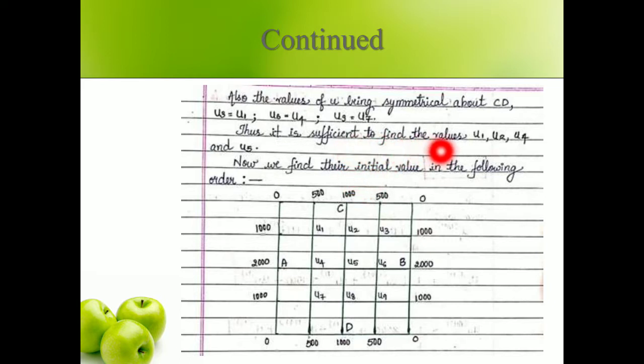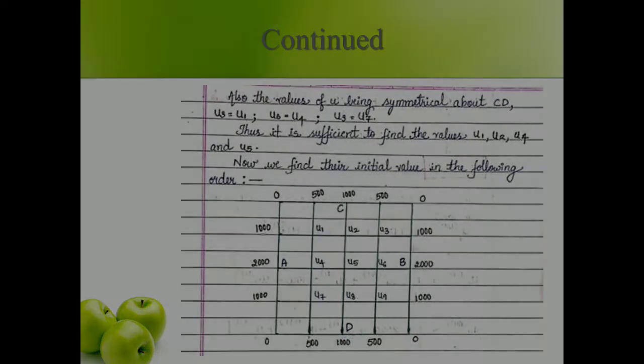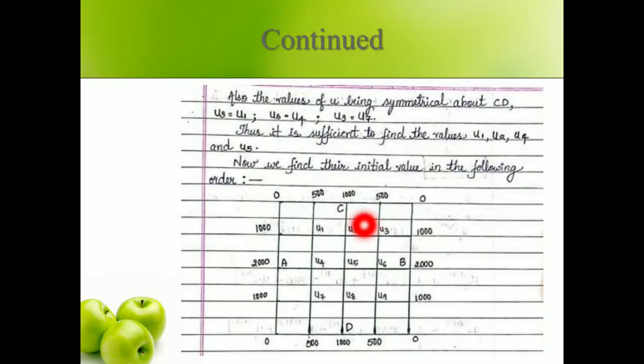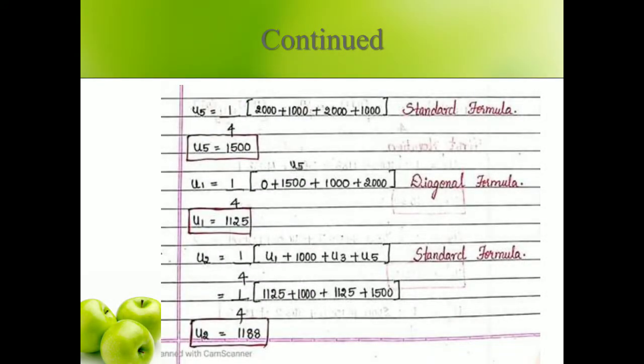Thus it is sufficient to find the values of u1, u2, u4 and u5 only. The remaining elements you will get automatically because it is symmetric about AB axis and CD axis. So we'll go to the problem. First we will find the mid value, that is u5. To find u5 you will be taking the exterior diagonal elements. So u5 is equal to 1 divided by 4.